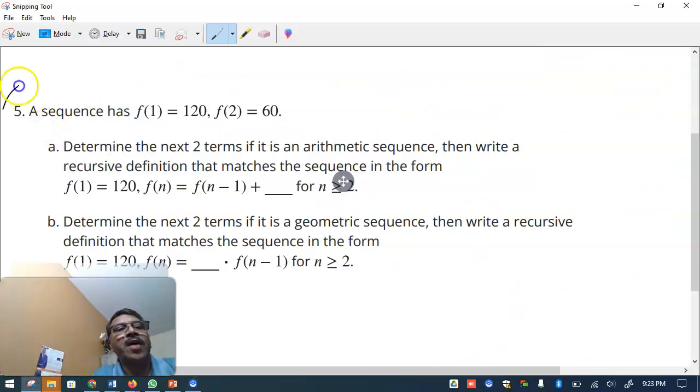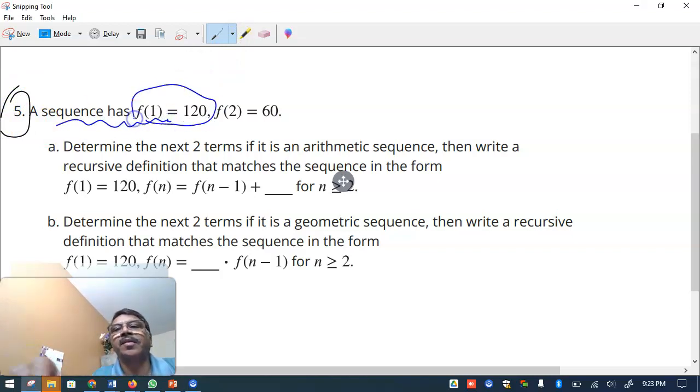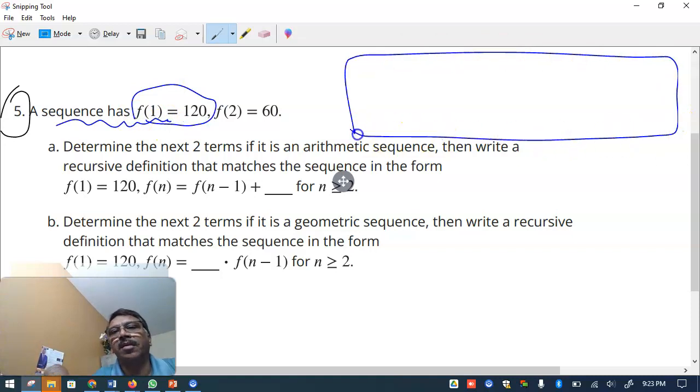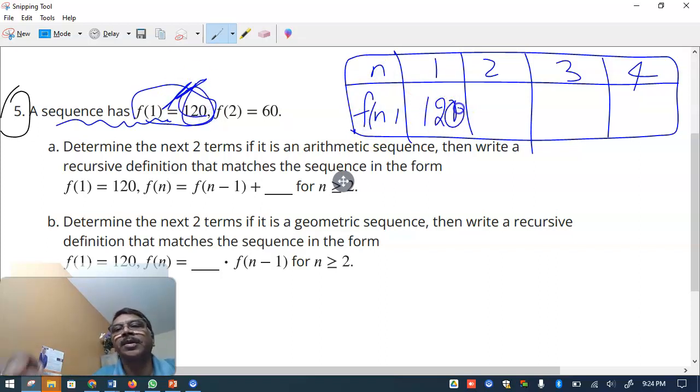Question number 5: a sequence has f of 1. So they did give us the very first term. That means, let me build this up: 1, 2, 3, 4. If this is the step number and this is f of n, right? So they gave you f of 1. That means the very first term is 120. And the next one is 60.